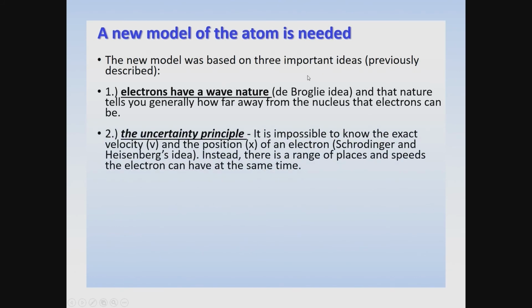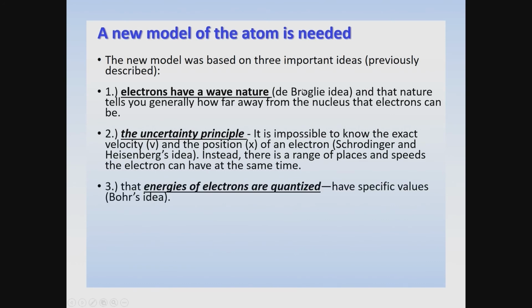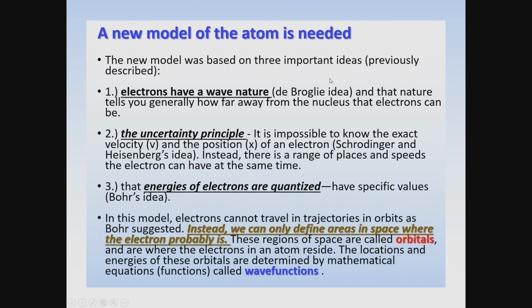Another thing this new model uses is the Heisenberg uncertainty principle. Again, it's the idea that you really cannot determine accurately the velocity and the position of an electron at the same time. Another thing applied in this model is that one of Bohr's ideas was correct. Although you cannot describe electrons as going in orbits around the nucleus, Bohr suggested that at those distances from the nucleus, electrons have certain energies, and that those energies are defined numbers. Those energies are said to be quantized.